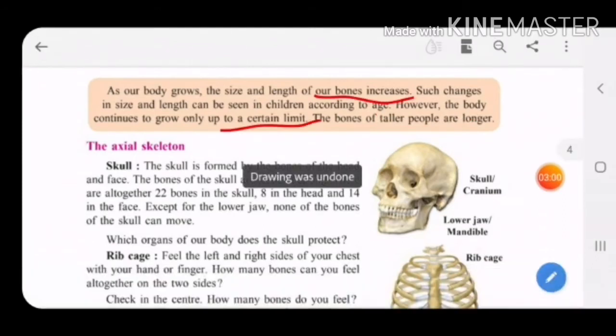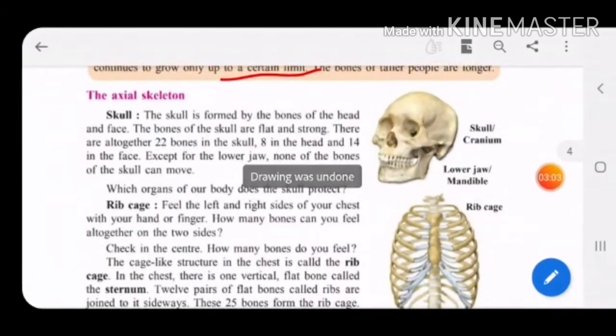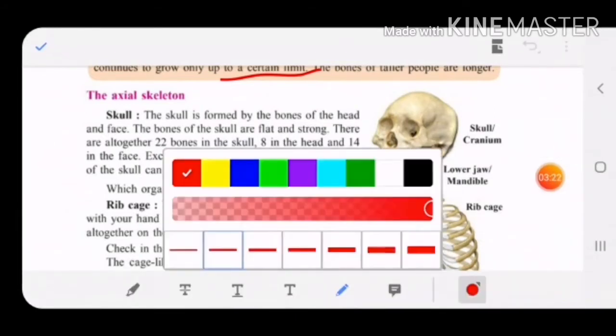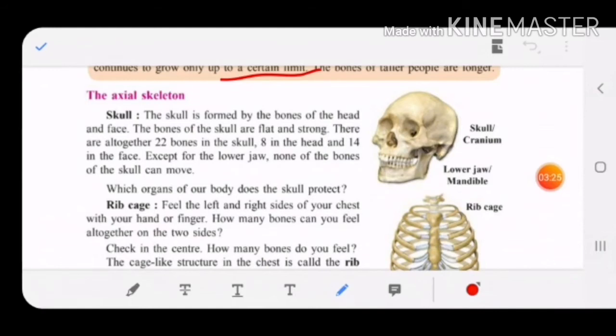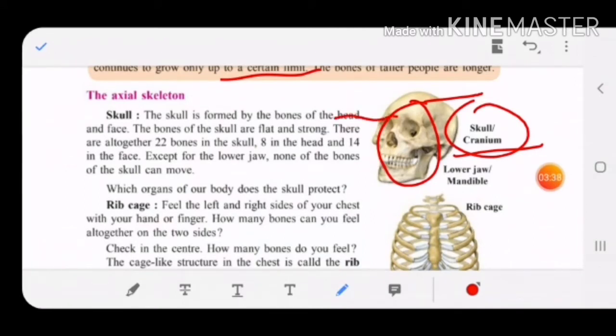Now let's study in detail about the axial skeleton. It consists of three things: skull, rib cage and spine. It is situated along the central axis of our body, as we have seen in the above figure. Now let's study in detail first about the skull. The skull is formed by the bones of the head and the face. Children, remember this, very important. Together it is the skull. The skull is also called the cranium. Just see these names, very important.